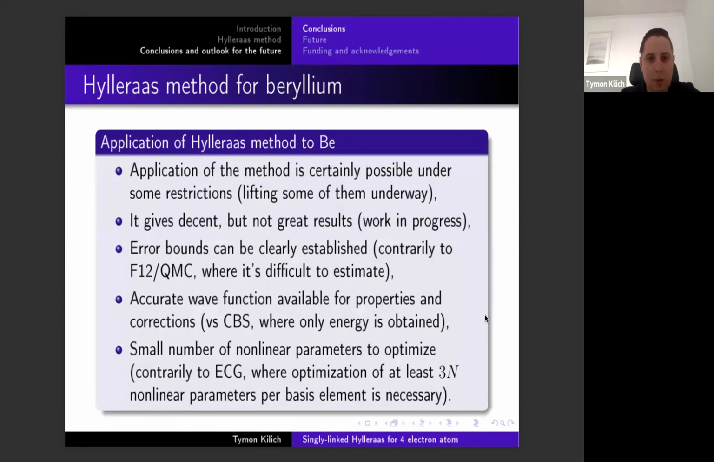Okay. So in beryllium, as we can see, the application of the method is possibly under some restrictions. This gives decent but not yet great results; I'm working on that. The good part is that the error bounds can be clearly established, contrary to F12 quantum Monte Carlo methods. An accurate wave function is also available, contrary to the basis set extrapolation methods. And finally, there is a small number of nonlinear parameters to optimize, contrary to explicitly correlated Gaussians, where there are very, very many. So I think that's all I wanted to say.